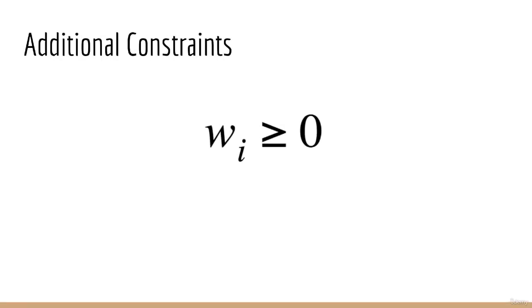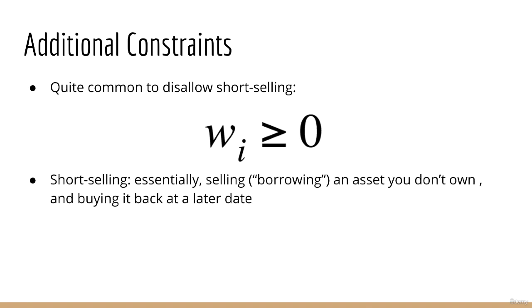Sometimes we have an additional constraint that each W sub I must be greater than or equal to 0. In fact, this constraint is quite common. Now you might ask, how can W sub I possibly be less than 0? How can we have a negative percentage invested in an asset? This is a case that we call short selling. We'll discuss this more later in the course, but for now, it suffices to understand that a negative weight corresponds to short selling. It essentially means that you are selling an asset which you do not own and then buying it back at a later date.